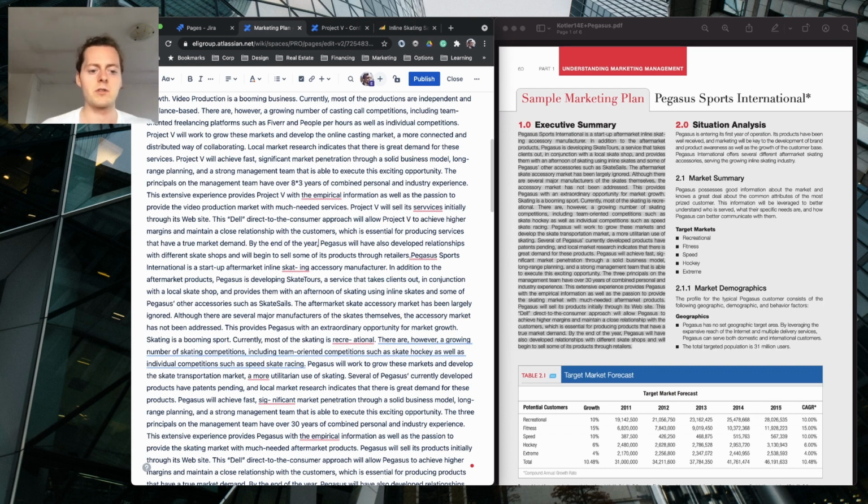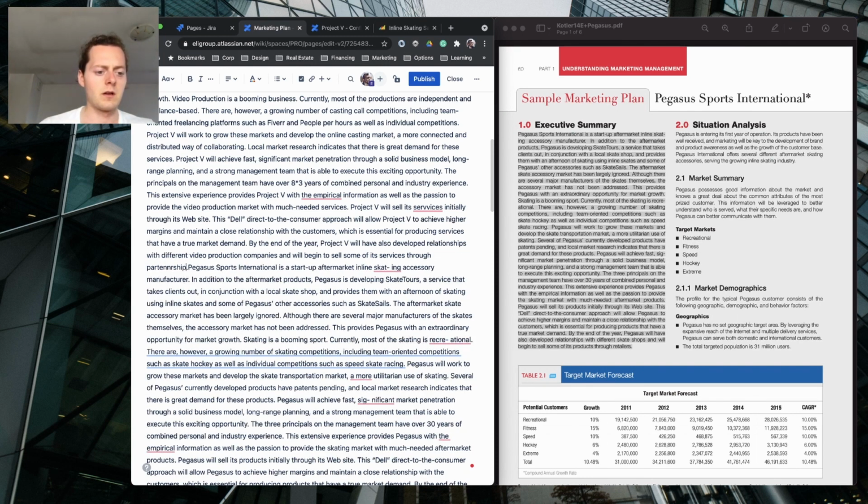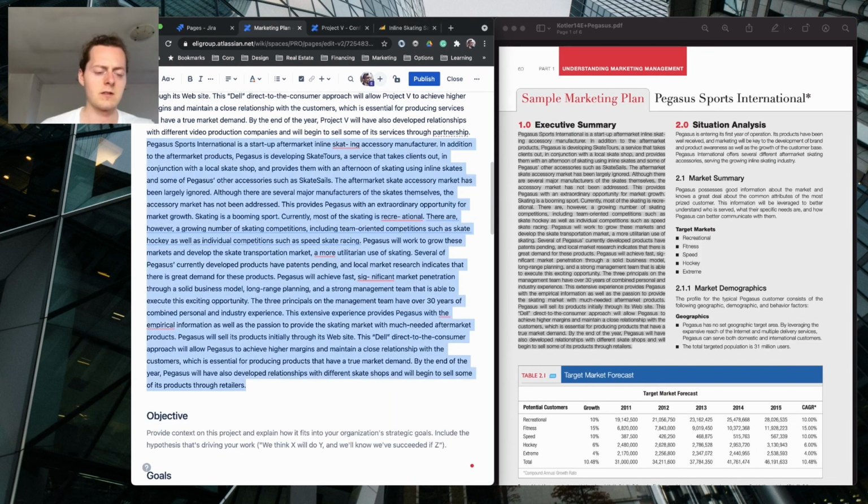By the end of the year, Project V will have also developed relations with different video production companies, and it will begin to sell some of its services through partnership. I'm not really sure about that one, but let's have a look. So that's the executive summary.